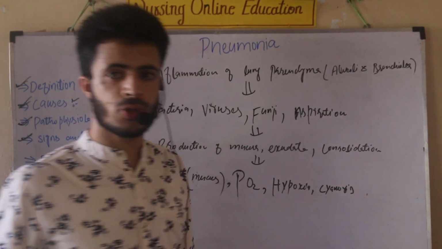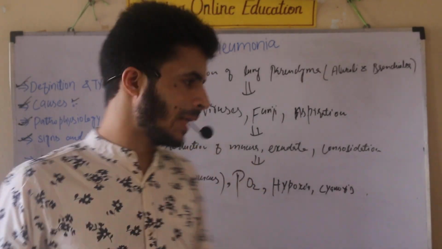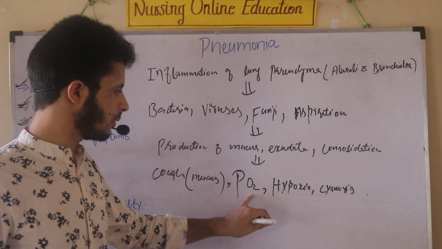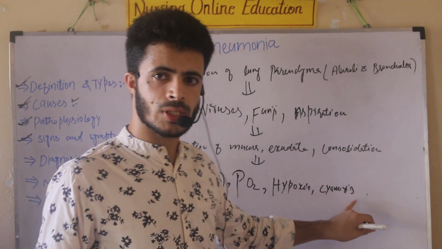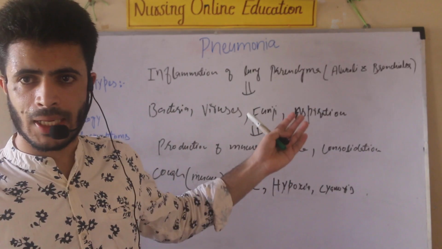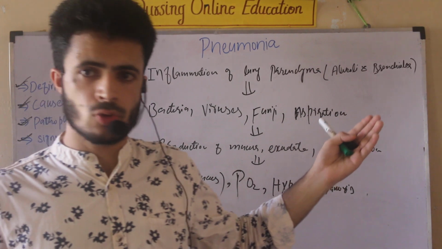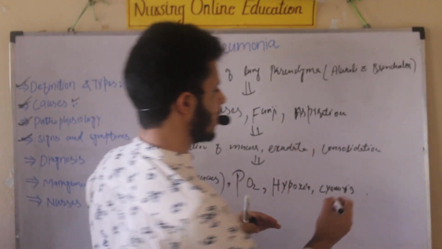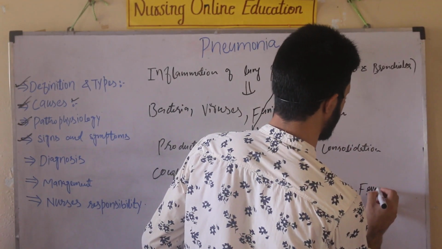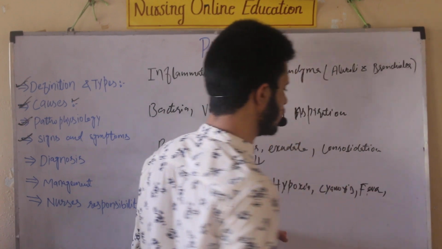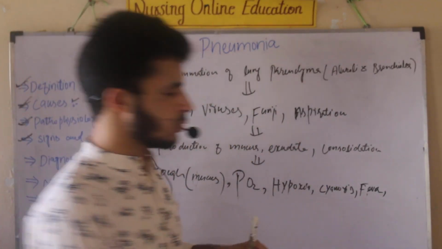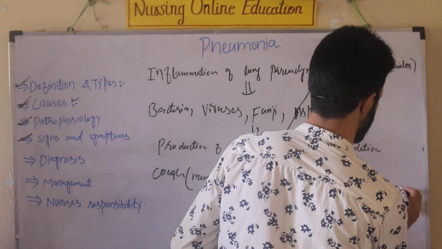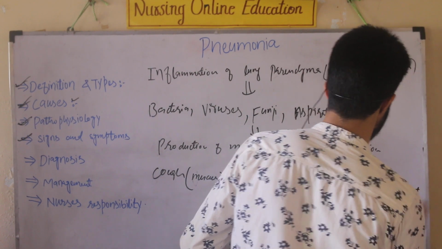Then after hypoxia and cyanosis, what will be the next thing? There will be fever, because bacteria and microorganisms have entered. We will write here: fever, hyperthermia will be in the body, and the WBC count will also increase, because there is inflammation.